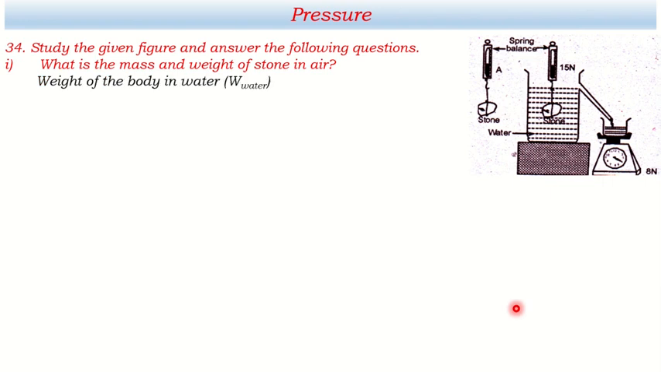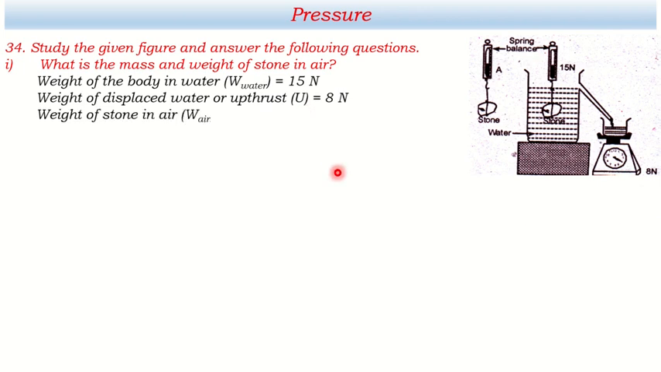We can write the given information. Weight of the body in water is 15 Newton. It is given here. And another piece of information, weight of displaced water or upthrust, is given here. Weight of displaced water is 8 Newton. We can consider that the weight of displaced water is 8 Newton, isn't it? And then the question is the weight of the stone in air.